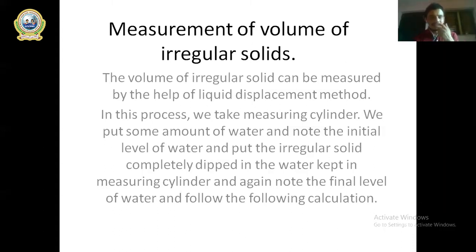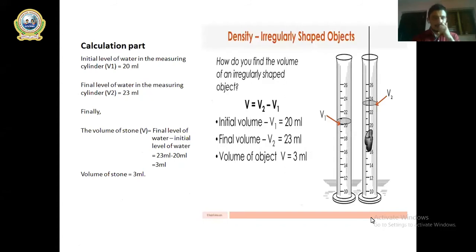Let's say you want to calculate the volume of this stone. It is an irregular stone. For this you'll have to take a measuring cylinder, and put some amount of water in it. Let's say the initial level of water is 20 ml. You can see here, V1, the initial volume of the water, is 20 ml. And go to figure number 2.